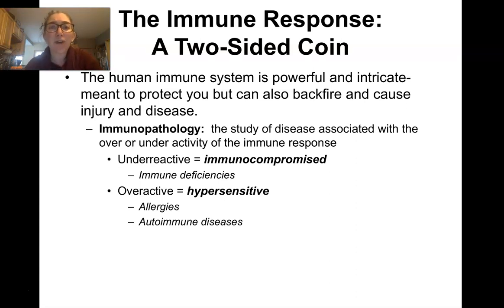And the two arms of immunopathology are those where the immune system is underreactive, or understimulated, and we say that people are immunocompromised in that situation, or where the immune system is overreactive or overstimulated, and then we call these hypersensitivities. So the first category we're going to talk about are these hypersensitivities.